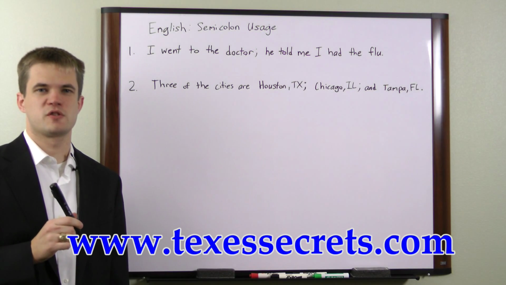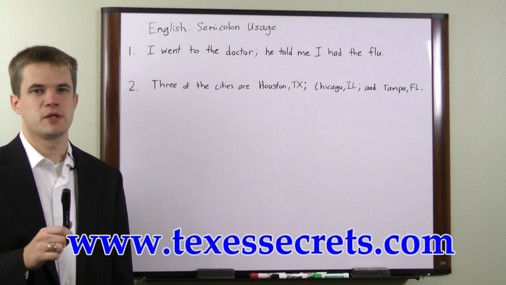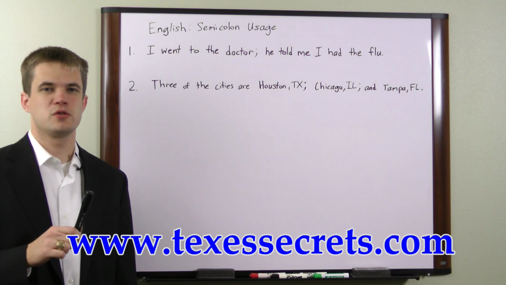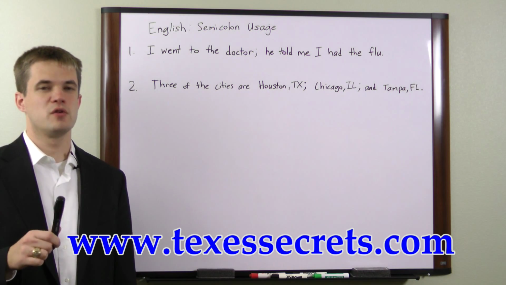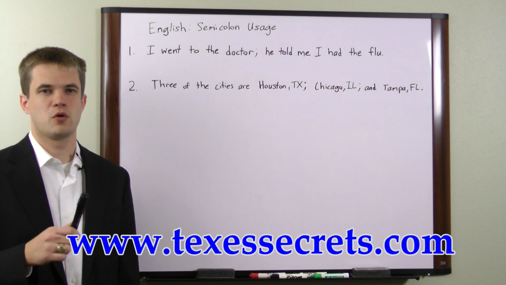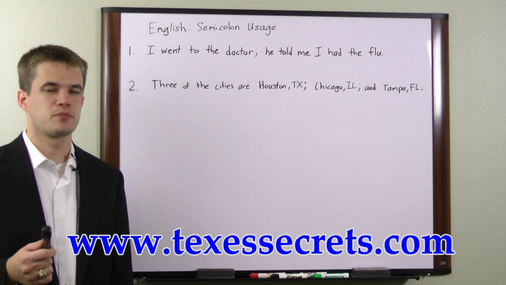There are two primary uses for the semicolon in the English language. The first is to separate two closely related independent clauses within a sentence. If you use a semicolon, there's no need to include a coordinating conjunction such as "and."